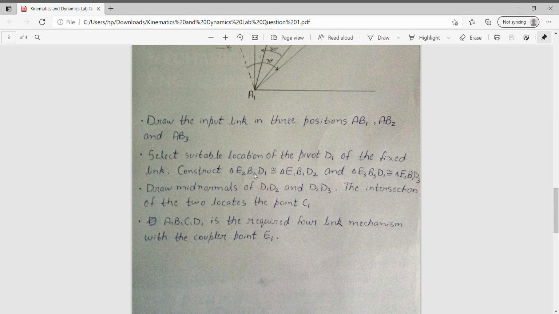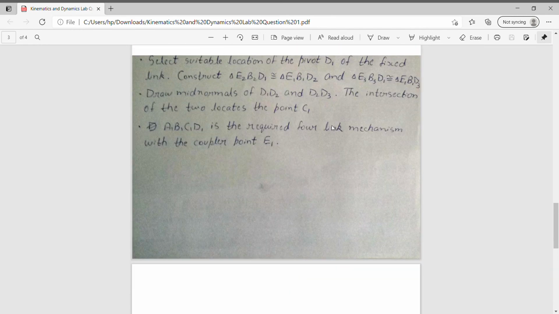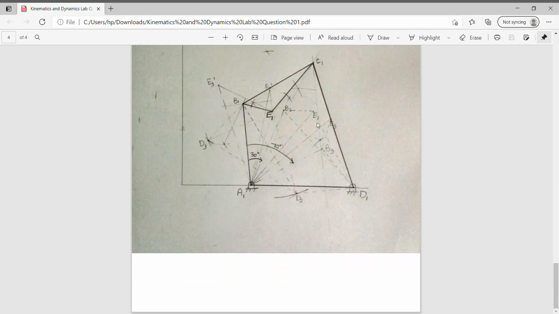Construct triangle E2 B2 D1 congruent to triangle E1 B1 D2, and triangle E3 B3 D1 congruent to triangle E1 B1 D3. So here we have E2, here we have B2. E2, B2, D1 is the triangle. Now, according to the construction, we have been asked to construct another triangle E1, B1, D2 which is congruent to this. E1, B1 and D2 should be found out by this congruence principle.